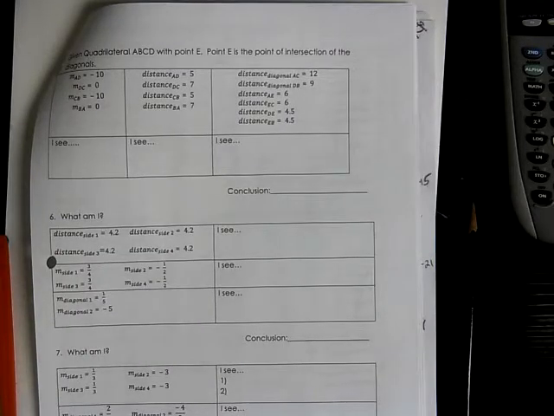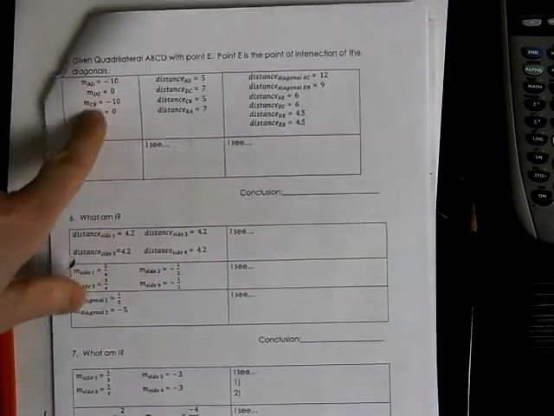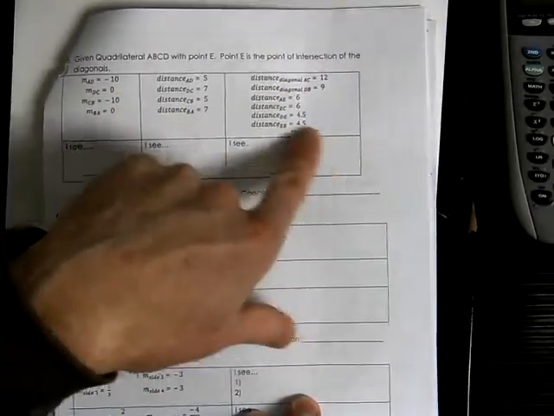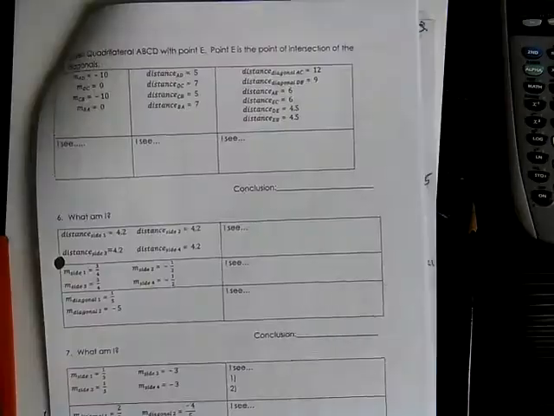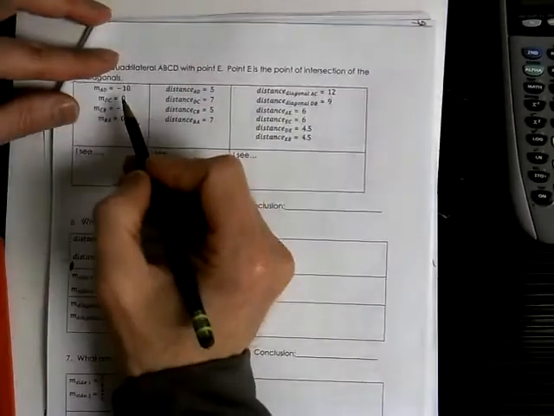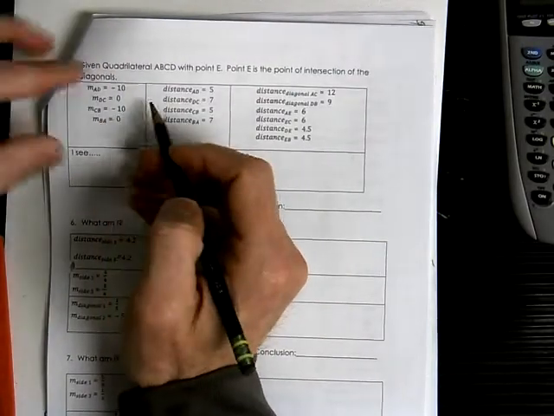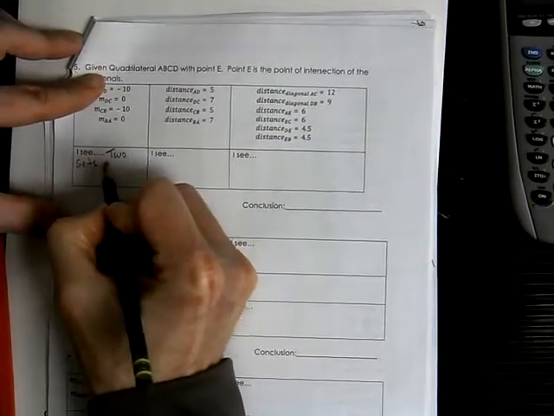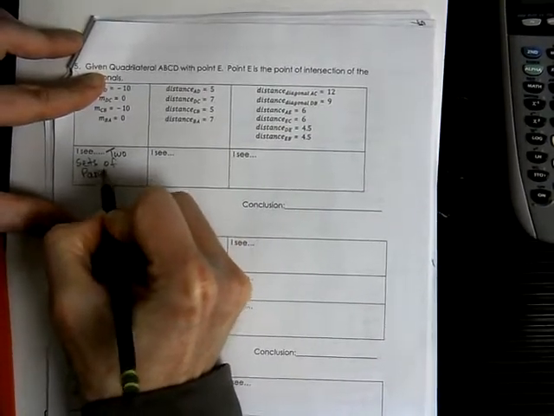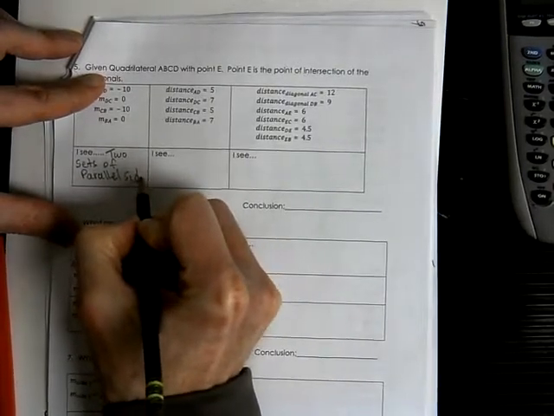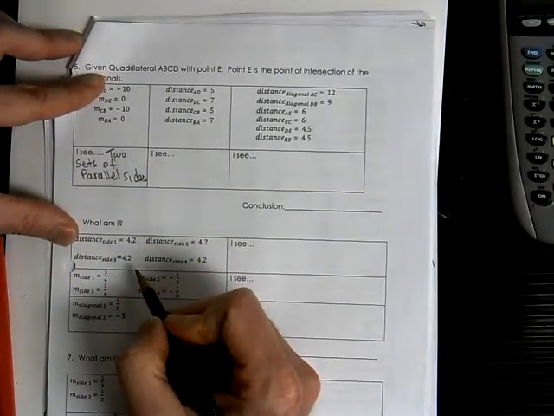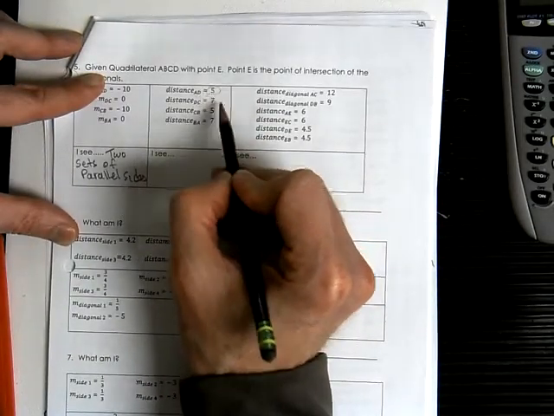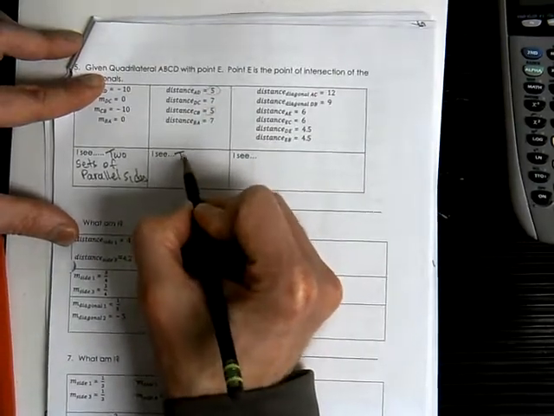What do we notice here? Go ahead, pause it, think about what you notice, write something down. What do you notice? What does this conclude? Here we have 2 sets of parallel sides. Alright, so 2 sets of parallel sides. Here we have 2 sets of congruent sides.